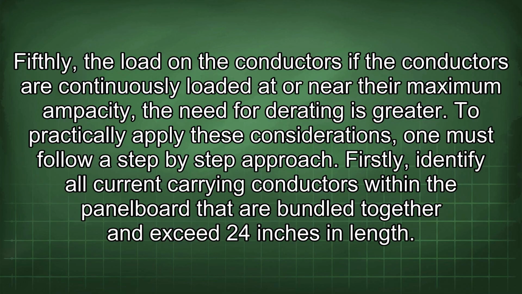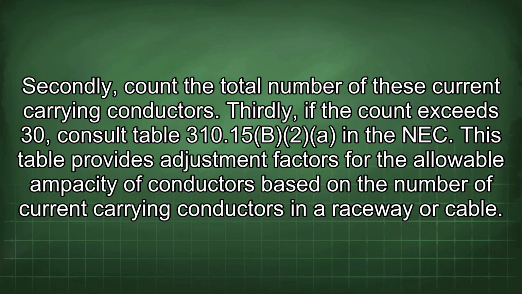To practically apply these considerations, one must follow a step-by-step approach. Firstly, identify all current-carrying conductors within the panel board that are bundled together and exceed 24 inches in length. Secondly, count the total number of these current-carrying conductors. Thirdly, if the count exceeds 30, consult Table 310.15(B)(2) in the NEC. This table provides adjustment factors for the allowable ampacity of conductors based on the number of current-carrying conductors in a raceway or cable.